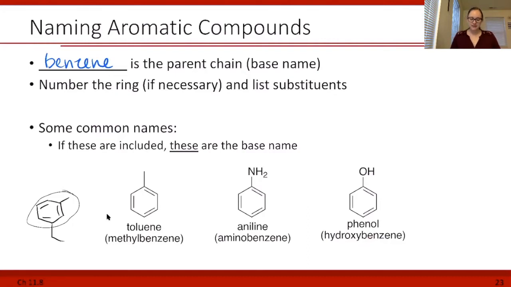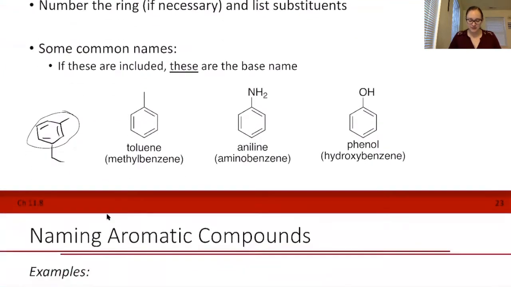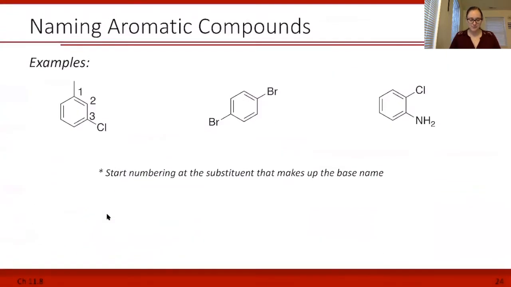So if you see a methyl group, an amine, or a hydroxyl group off of your aromatic ring, you actually have a new base name. So be careful. That's one of our first things that we'll have to pay attention to.